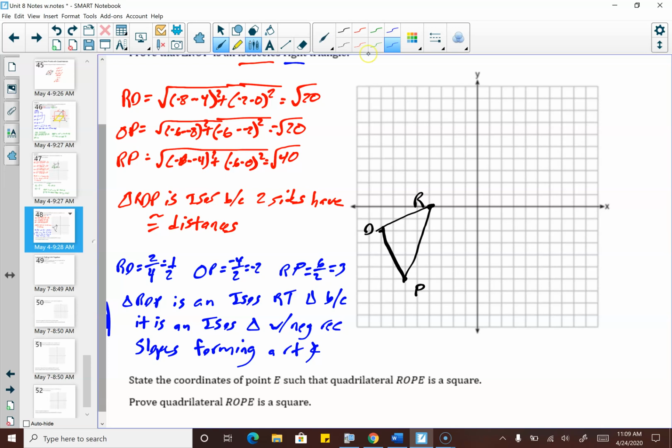So now this has a continuation here. State the coordinates of point E such that quadrilateral ROPE is a square. So they want us to go ROPE would be a square, so we know E's got to end up somewhere around here. Okay, so if you think about it, squares have opposite sides parallel, opposite sides congruent. So we know PE is going to be opposite RO. So if OR or RO had a slope of up 2 over 4, we're going to go up 2 over 1, 2, 3, 4 to find point E.